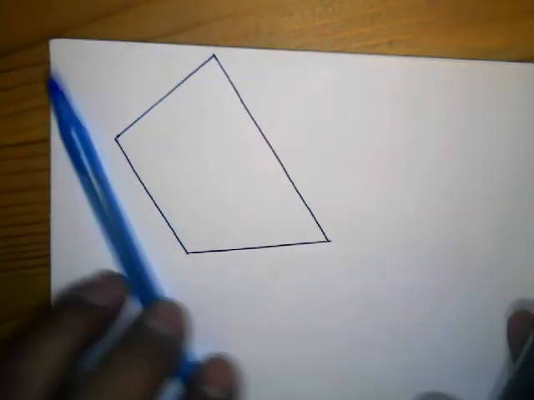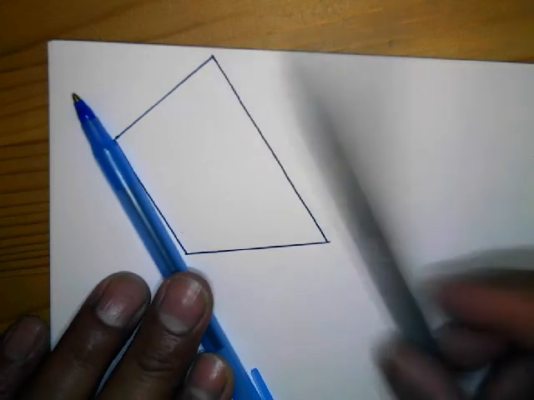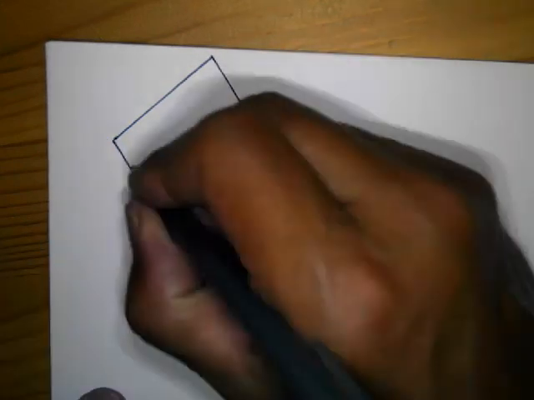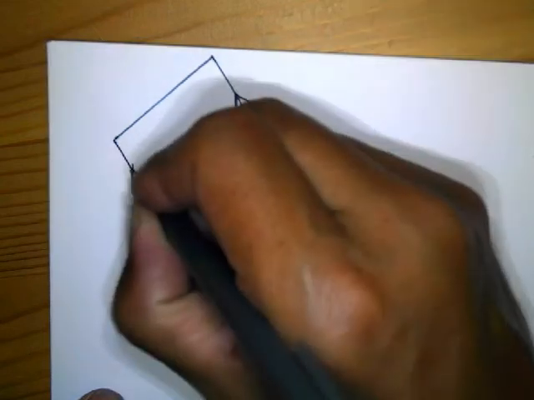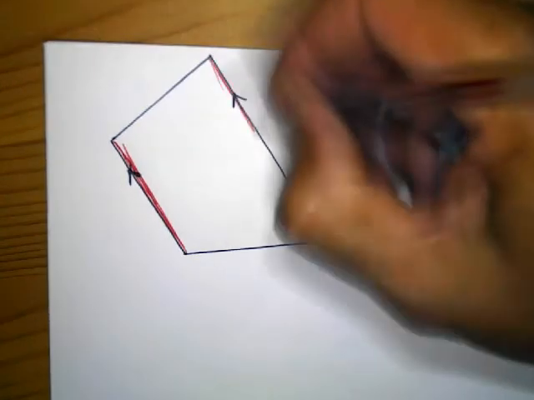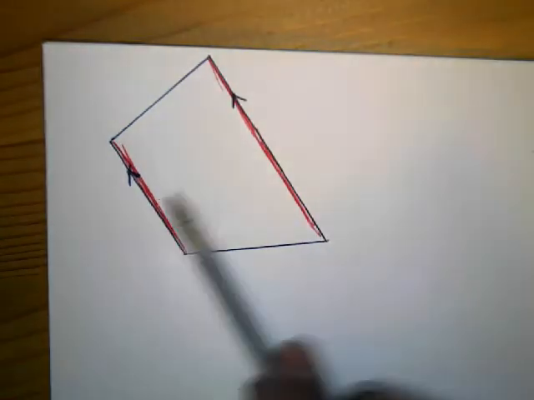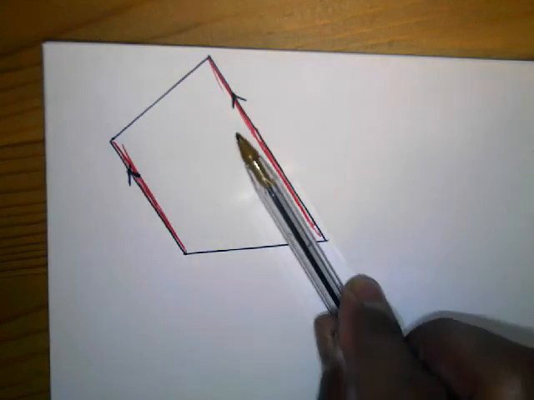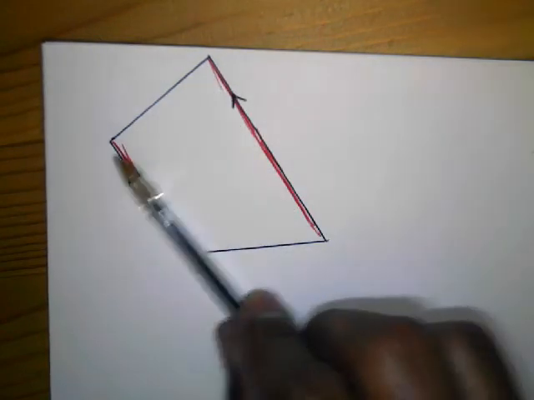Is it this one parallel to this one? No way. See, these are the ones that are parallel. So make them darker, or put the arrows, or if you have a different color pen or a highlighter, something so that you keep that focus. So see, now they're parallel this way.